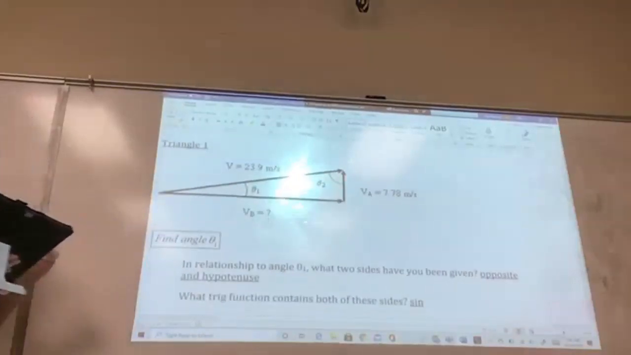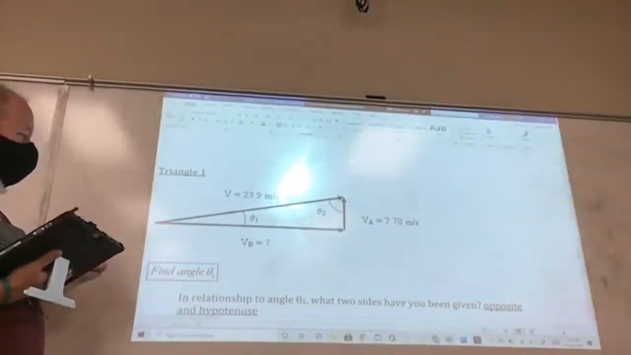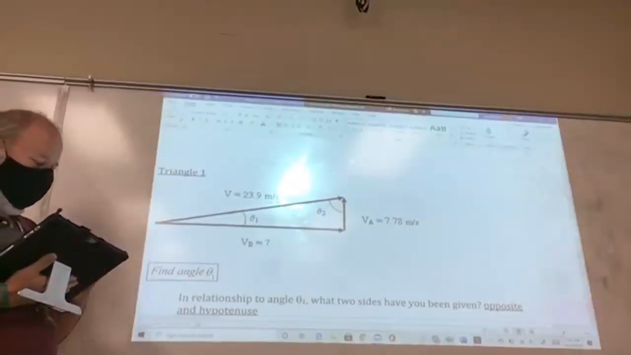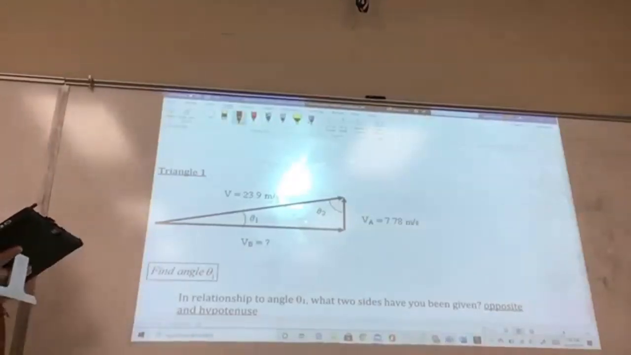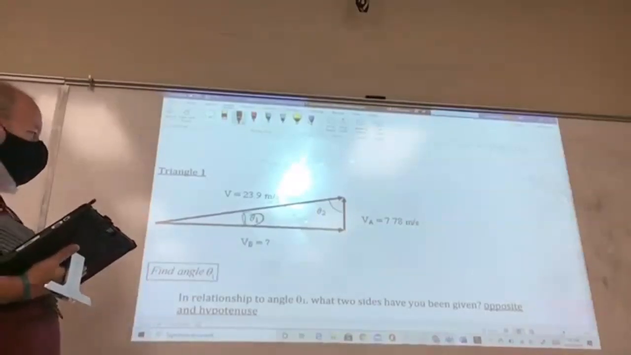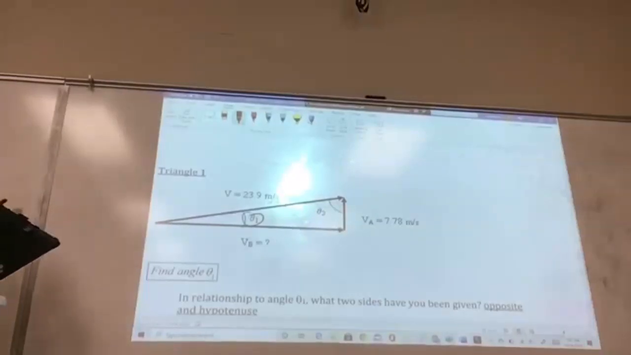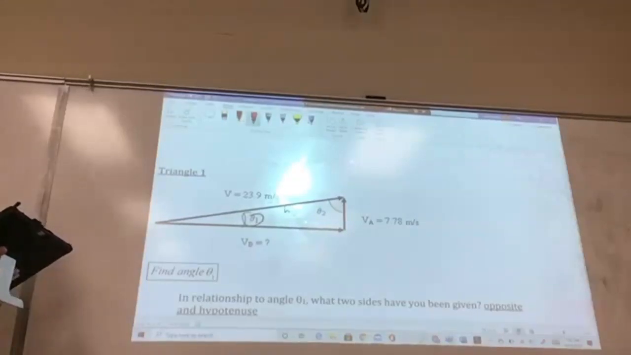So for this angle, let's just go through this without the actual help down below. Find angle theta 1. I want to find this angle right here. First I'm going to label the sides, with reference to angle theta 1. So this is the adjacent side, this is the opposite side, and this is the hypotenuse.